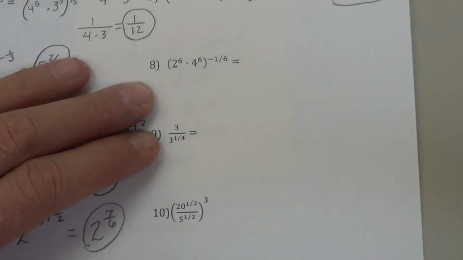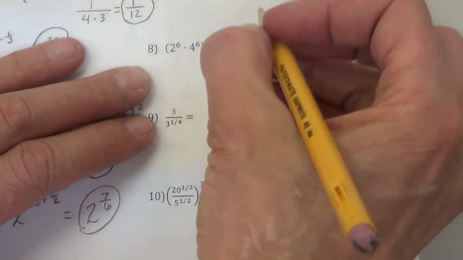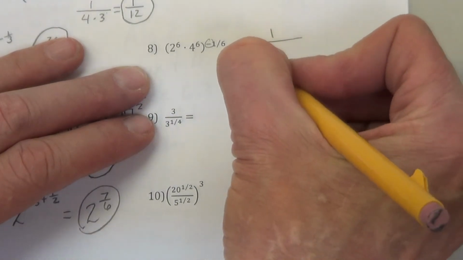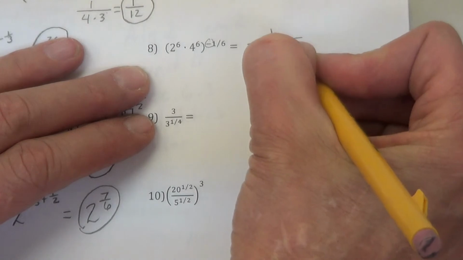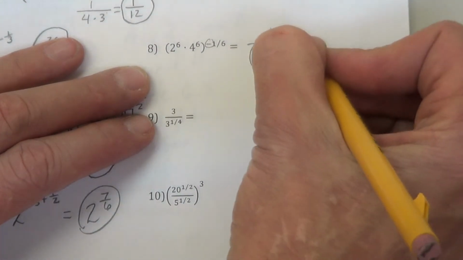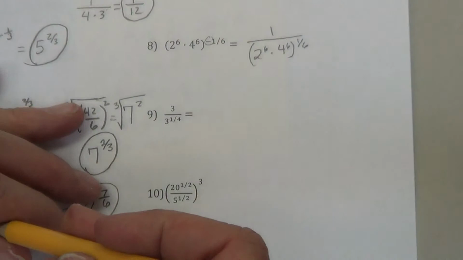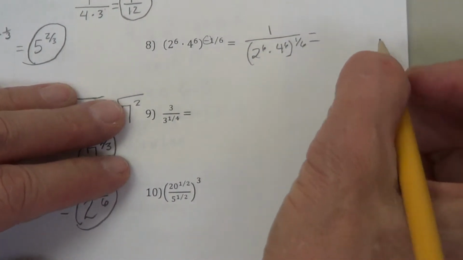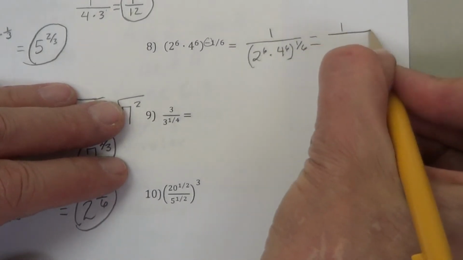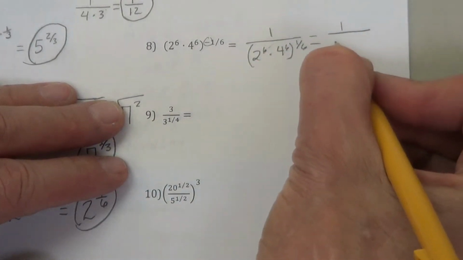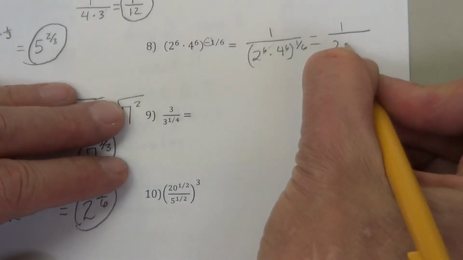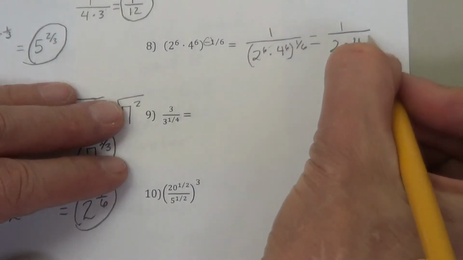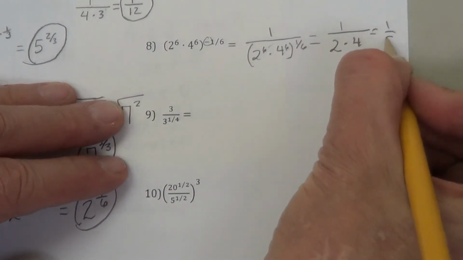So here goes our next one. This is a negative, so please put it on the bottom right from the start. So it's 1 over 2 to the 6th times 4 to the 6th, raised to the 1/6, which is equal to 1 over, now we distribute that in, 1/6 times 6 would be 1, so it's 2. 4 to the 6th times 1/6 would be 4 to the 1st, so it equals 1/8.